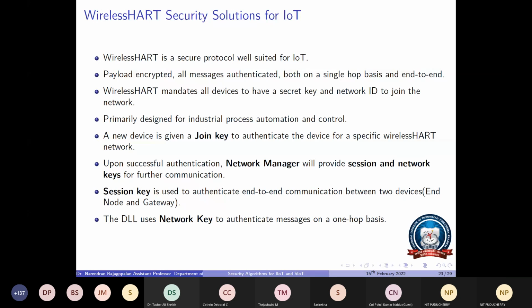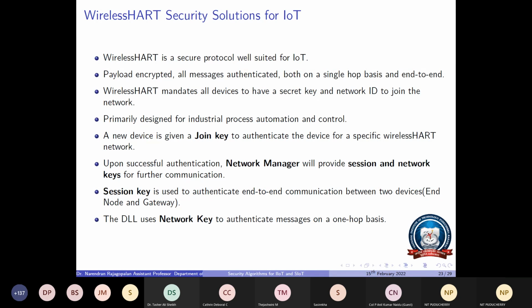The data link layer (DLL) uses a network key to authenticate messages on a one-hop basis. So effectively there are three keys. One is the join key, which is the secret key set up for each of the nodes that are initially installed in a network. It is with this join key that a node is authenticated.